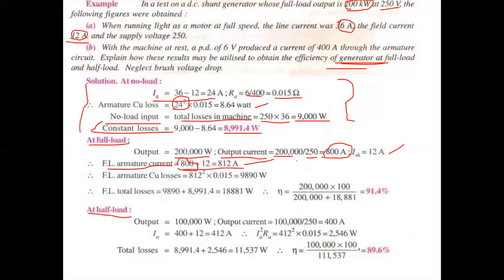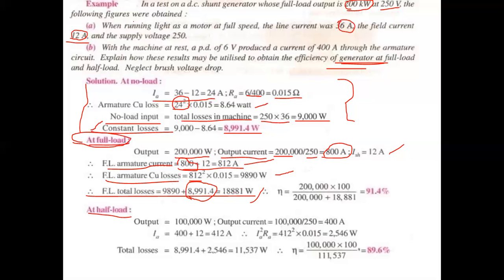Now I have to calculate full load armature copper losses according to the principle of I square R, where IA is 812 squared into RA, which is 0.015, which is equal to 9890 watts. Then the full load armature copper losses are 9890 watts, and the constant losses are calculated using the Swinburne test data. The addition of these two losses will give the total full load losses, which is equal to 18,881 watts.